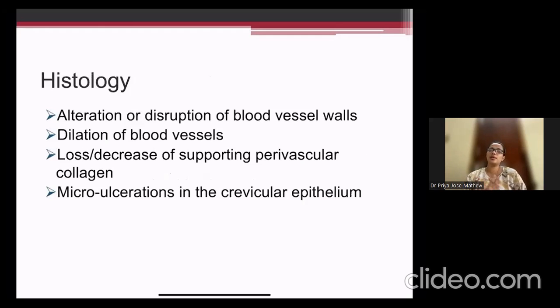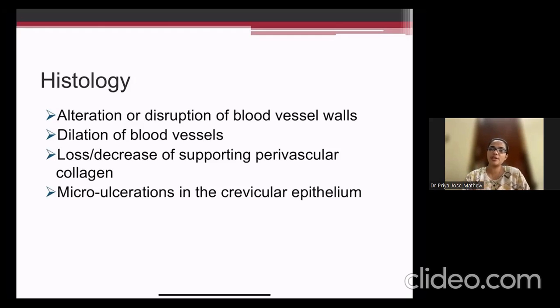Now, coming to histology, why is there gingival bleeding? As we know, when there are local factors or some other systemic add-on factors along with the local factors, we have a host immune response, and there is a constant disruption in the homeostasis, and a lot of host response is happening. So what is the net result of it? The net result is the alteration or disruption of the blood vessel walls that is seen in the soft tissue wall. And there is dilation of the blood vessels.